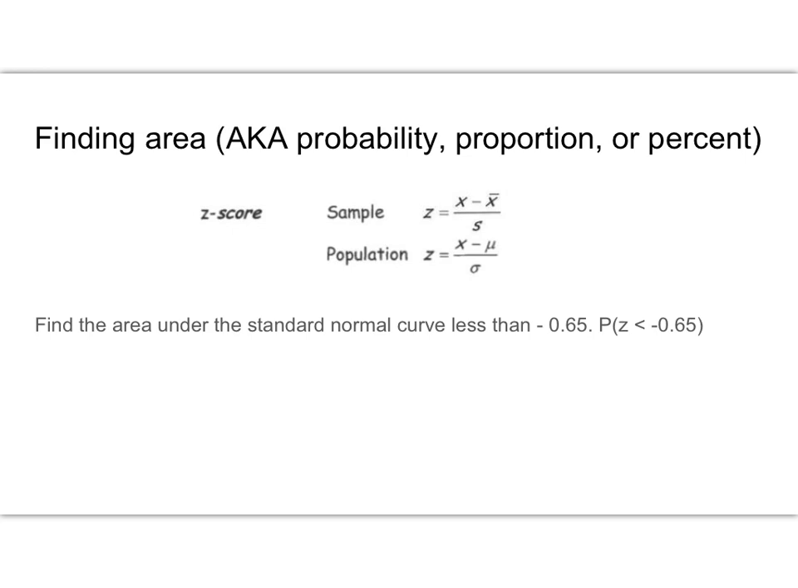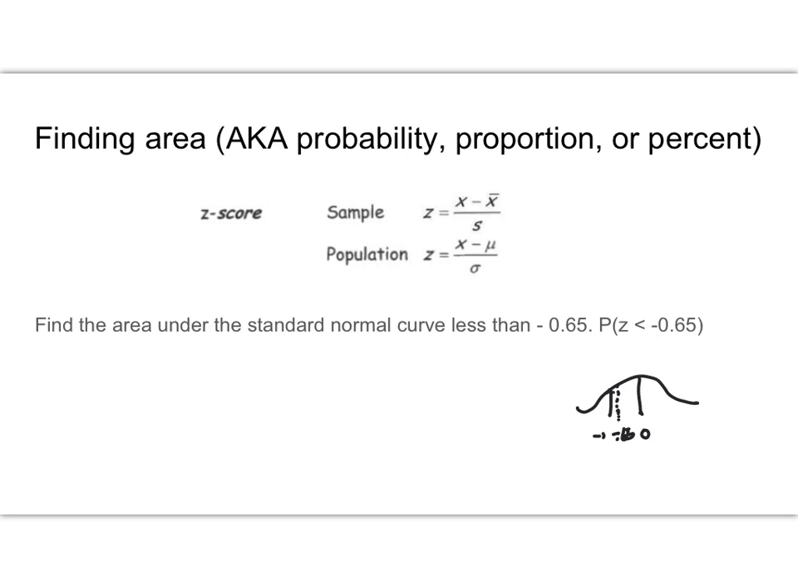And again, a z-score is a standard score, and that just tells you where you are on a normal curve. The middle is no standard deviations, so a -0.65 is, if this were 1 standard deviation, going to be somewhere on this side.